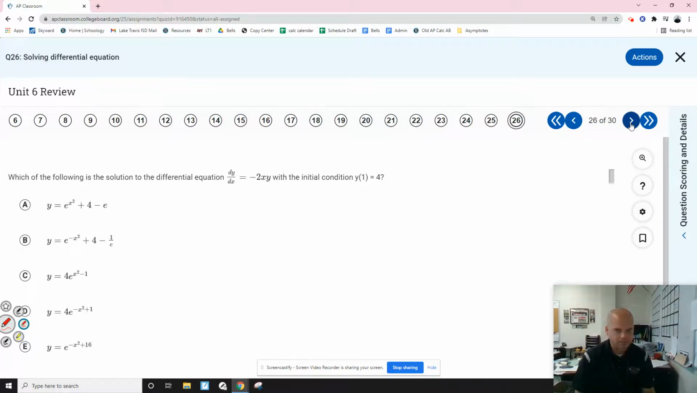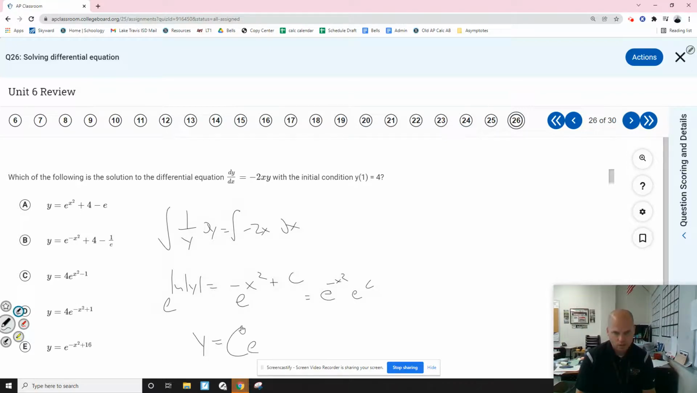Another differential equation that we may need to simplify. This is fun because it shows you where you might have to simplify, where you wouldn't have to simplify on the free response questions. Here, divide by y, leave the 2x, antiderive both sides, log absolute y equals negative x squared plus c, e to the power of both sides. Ignore the absolute. Rewrite this as e to the negative x squared times e to the c. E to the c is just a c. We move c into an advantageous position.